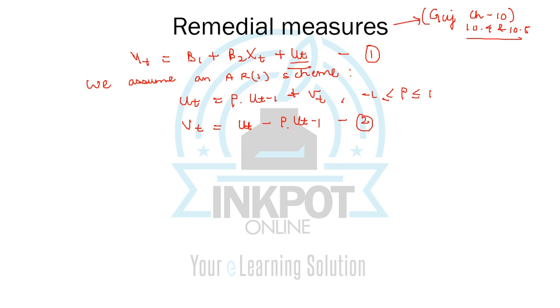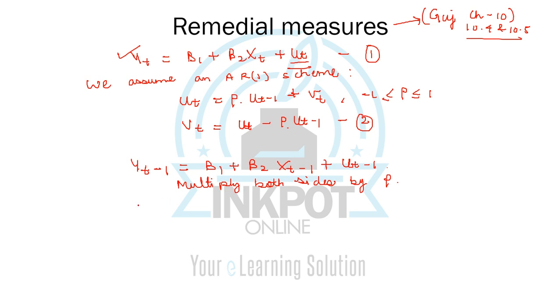Now let us rewrite the regression equation with the lagged dependent variable. In the previous period, we can rewrite equation 1 as yt minus 1 equals b1 plus b2 xt minus 1 plus ut minus 1. Multiply both sides by rho.